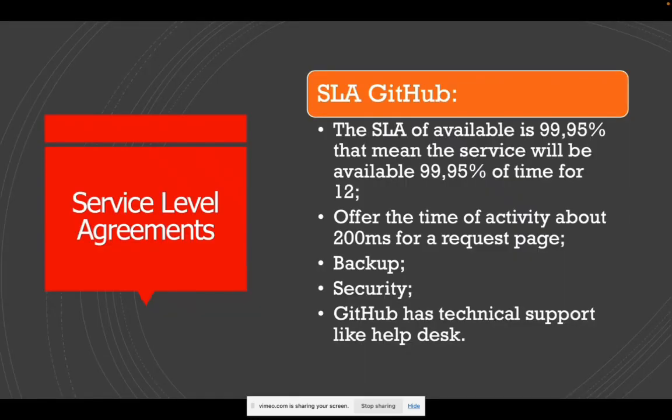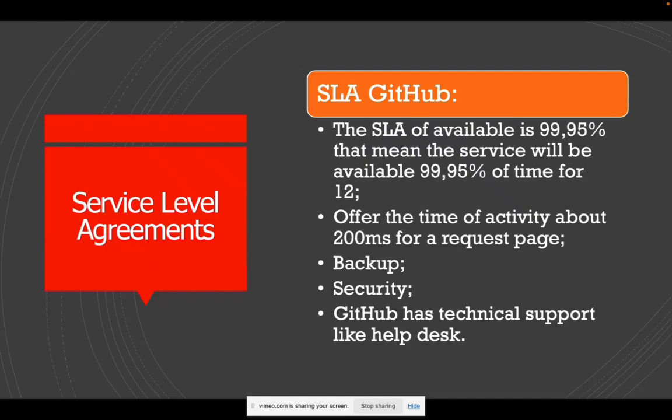We have made a contract between us and GitHub Enterprise. The SLA for availability is 99.95%. That means the service will be available that percentage of the time over 12 months. The response time for activity is about 200 ms for a page load. GitHub will make a backup every day automatically.